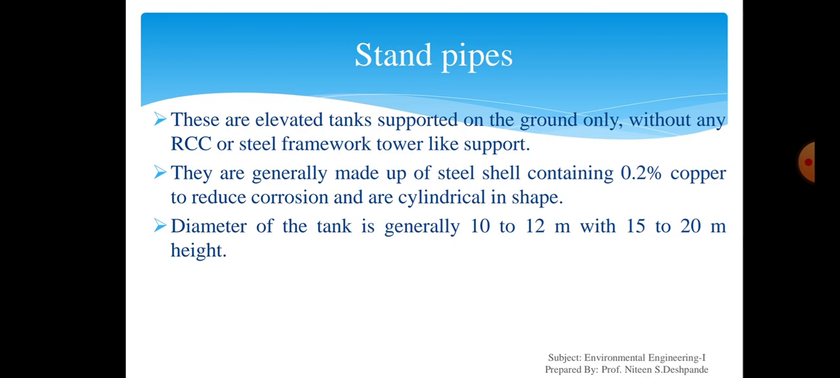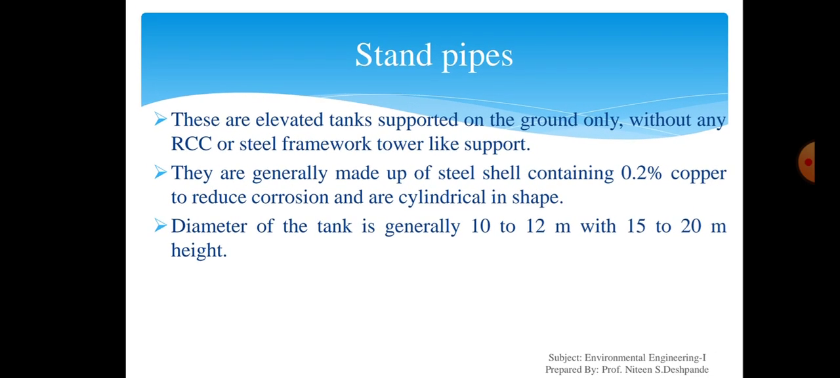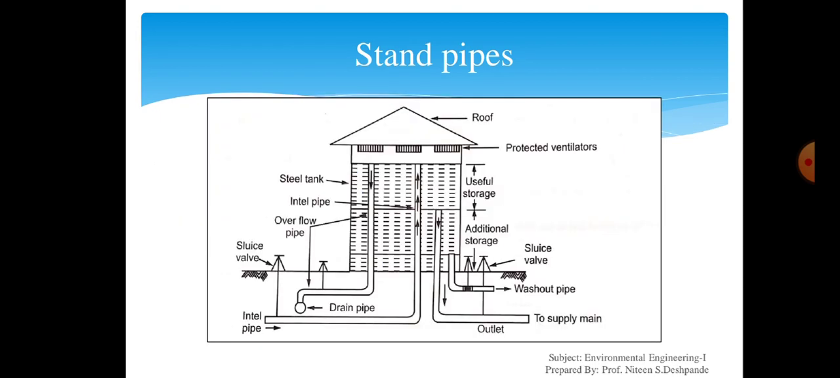cylindrical in shape. So many times we see in a city or town some cylindrical shape water tanks. They are of this type, that is the stand pipes. Okay. Diameter of the tank is generally 10 to 12 meter with 15 to 20 meter height. Of course it can vary, because the capacity of the service reservoir depends upon the population and the daily demand of water of that particular town. So it may vary, but generally it is 10 to 12 meter in diameter and 15 to 20 meter in height. Okay.